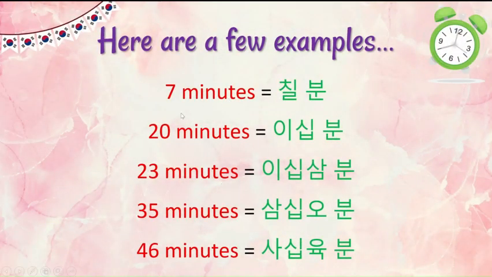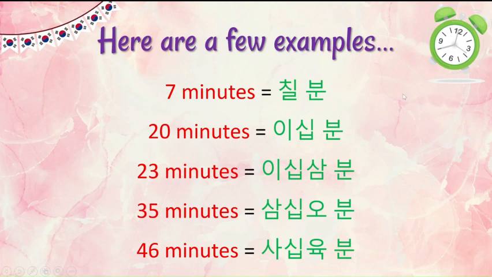Suppose you have to say 7 minutes. So in Korean, 7 is 칠. We are talking about the Sino-Korean number system here. Okay, so 7 is 칠. And the counter for minutes is 분. So 7 minutes is 칠분.